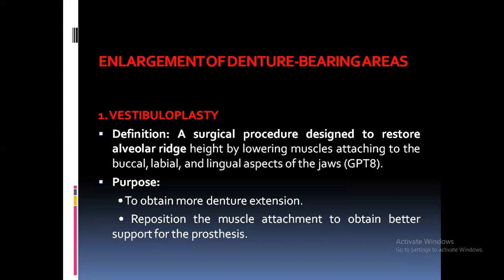And next pre-prosthetic surgery is the enlargement of the denture bearing area. Under enlargement of the denture bearing area, first one, vestibuloplasty, and second one, ridge augmentation. First one, vestibuloplasty. Definition of vestibuloplasty: it is a surgical procedure designed to restore alveolar ridge height by lowering muscle attaching to the buccal, labial, and lingual aspect of the jaws. The main purpose of vestibuloplasty is to obtain more denture extension, and the second one, to reposition the muscle attachment to obtain better support for the prosthesis.